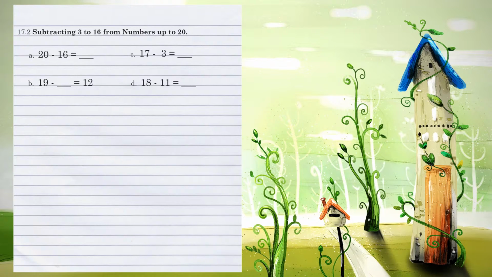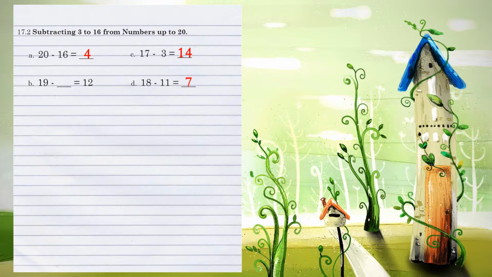Unit 17.2, subtracting 3 to 16 from numbers up to 20. Example A, we have 20 minus 16. Well, if we start off with our ones position, we can't take 6 away from 0. So we have to borrow from the 2, make it a 1. We're going to take that borrowed 10 and make the 0 a 10. Now we can say 10 minus 6, which is 4, and 1 minus 1 is 0, which we do not have to write down. So your answer is 4.